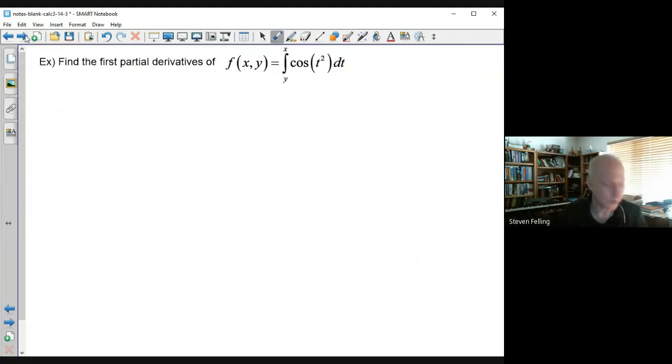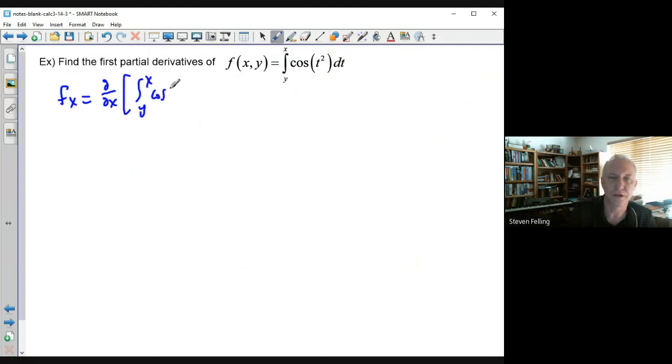Find the first partial derivative of this. This is the last example. Okay, so this is kind of weird. We want fx and fy partial derivatives. So let's look at fx. So fx is going to be the partial derivative with respect to x of this thing, which itself is an antiderivative. So we're taking a derivative of an antiderivative. And those are going to cancel each other out. In fact, this is going to just leave me with cosine.